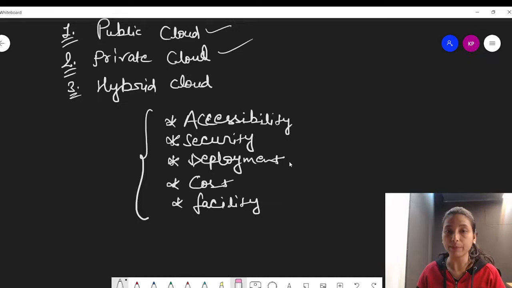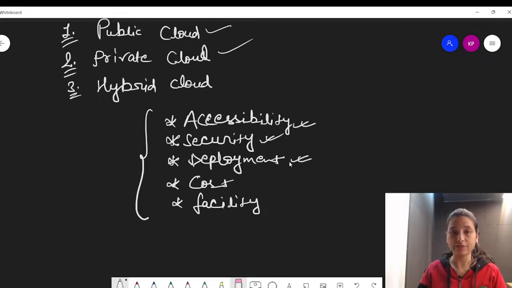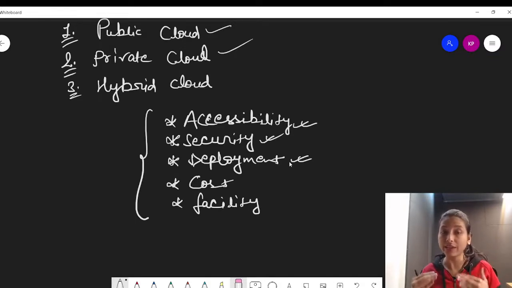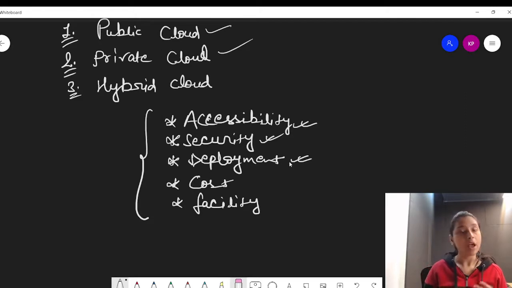If I talk about deployment, this public cloud is deployed globally, and this private cloud is deployed locally. And in this way also you can understand that public cloud is less secure as compared to the private cloud. Why? Because it is going to be deployed globally, not locally.